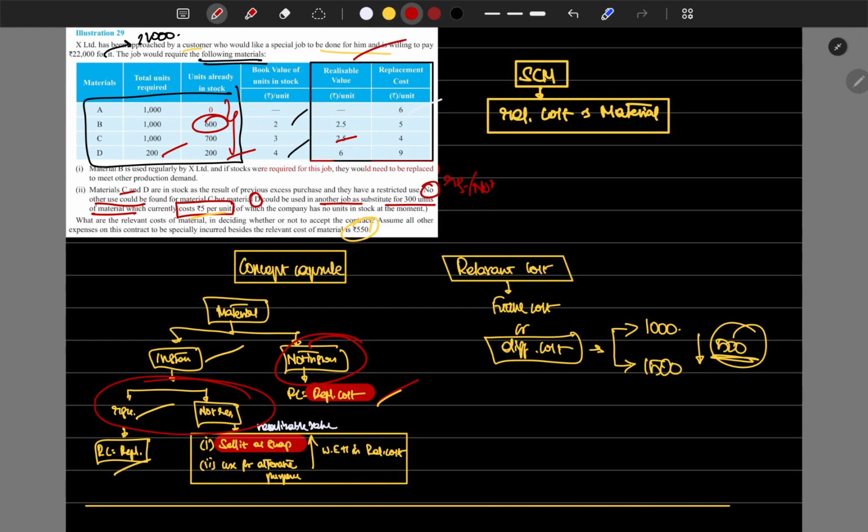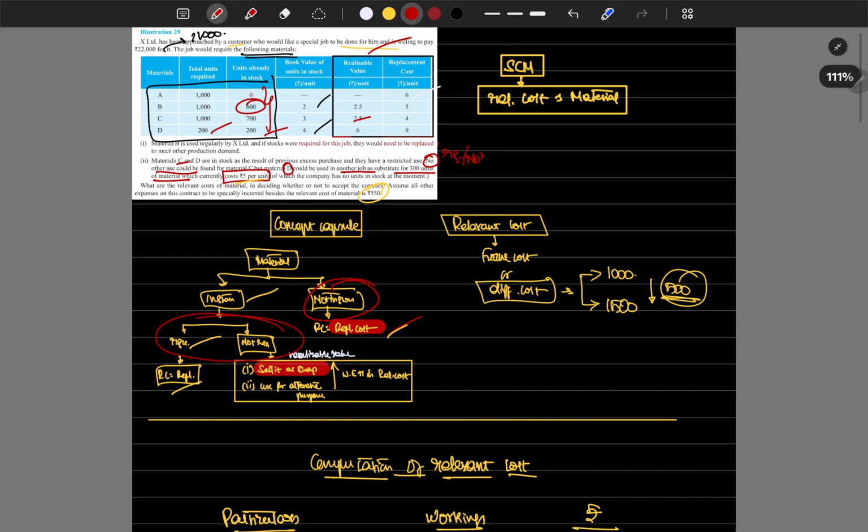Yeah, beautiful question. Base for understanding the relevant costing. We'll try to solve other problems covering the labor overheads part and machine part also.